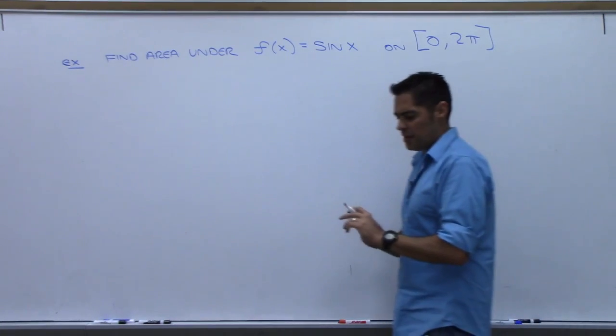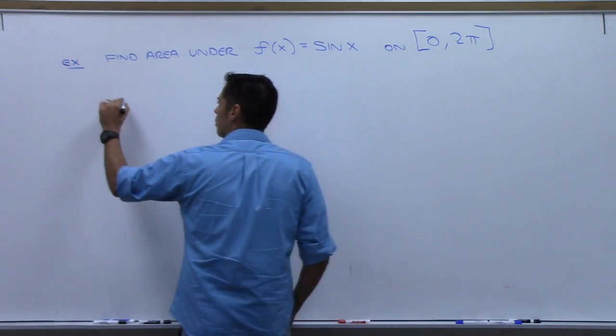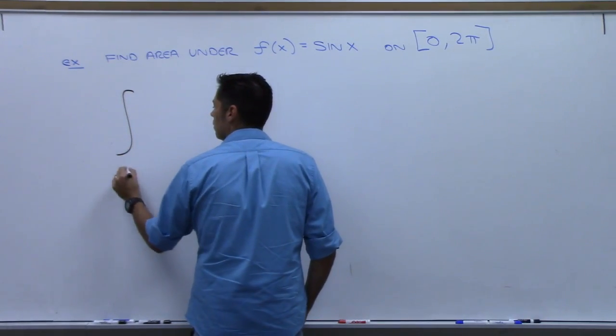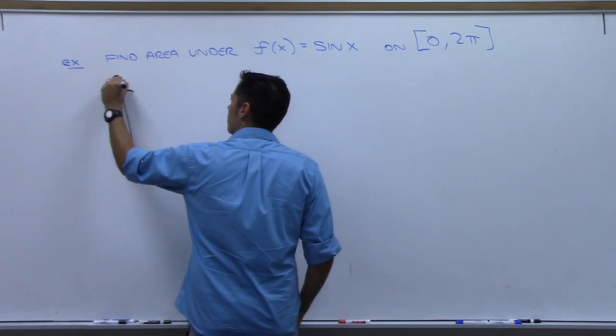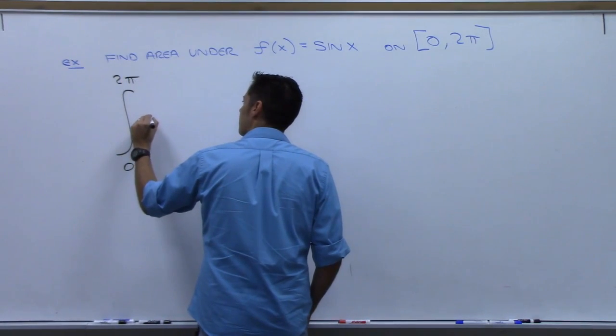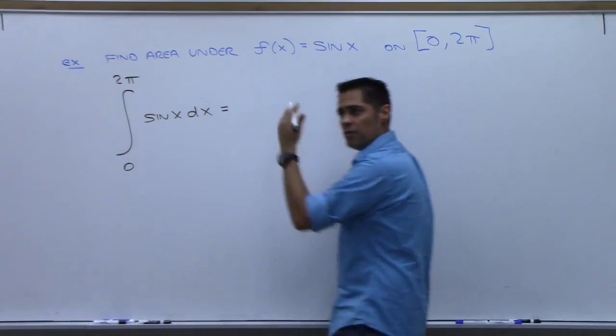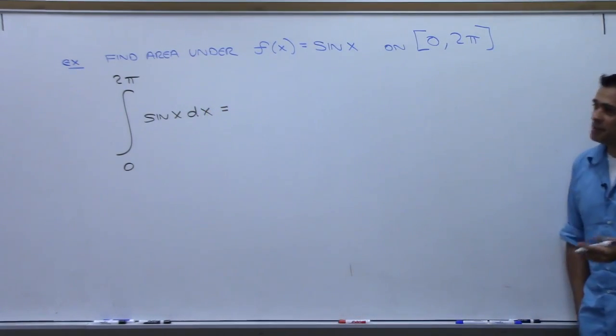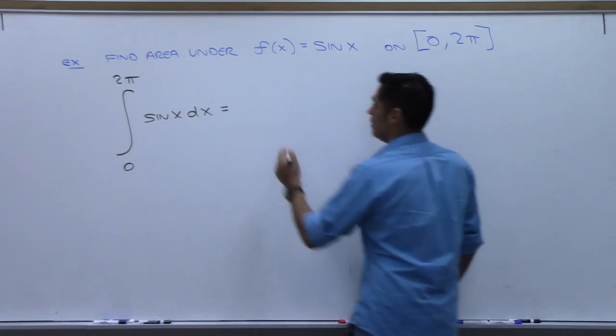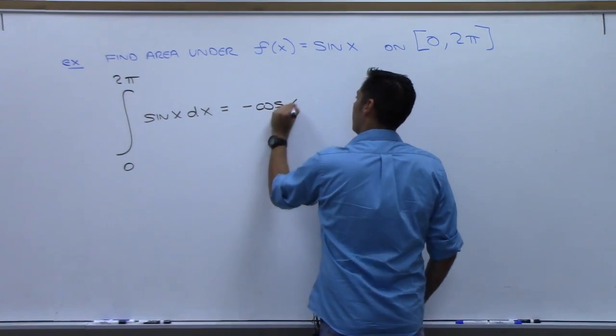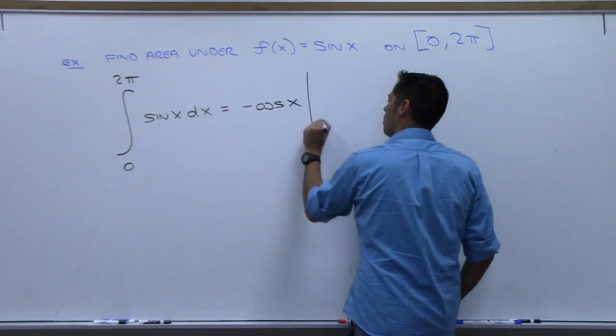So what's the integral I set up? Integral, lower limit 0, upper limit 2 pi, integrand sine x, dx. Okay. And then we'll just find the antiderivative. So what's the antiderivative of sine? Negative cosine x, lower limit, upper limit.